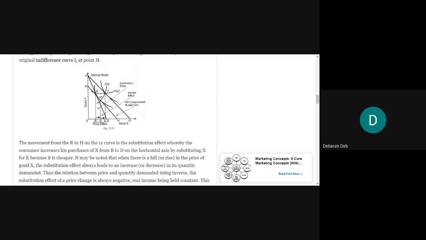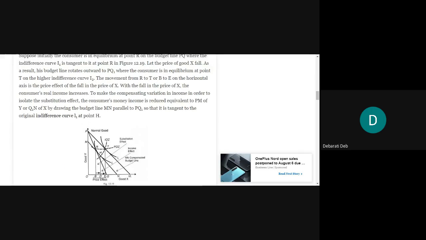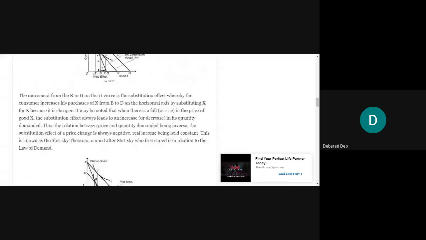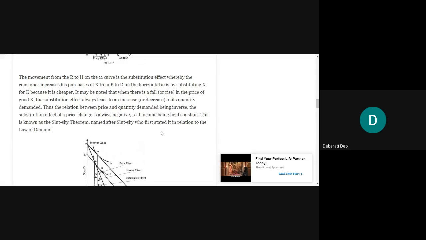All right. Okay, so till this you should write in your copy tonight. This is uploaded already in your Moodle. You can download the link from there. Look at the screen that has been shared. Till this point, till this Slutsky theorem line, named after Slutsky, who first stated it in relation to the law of demand, till this much you should draw in your copy.